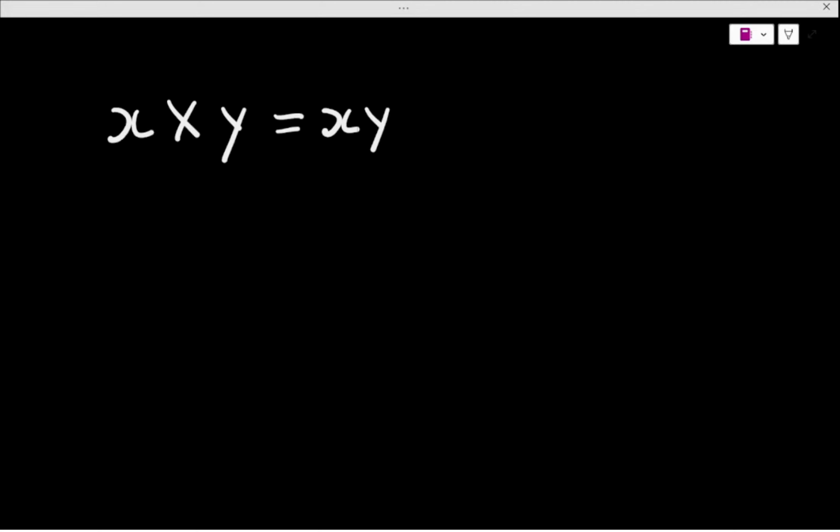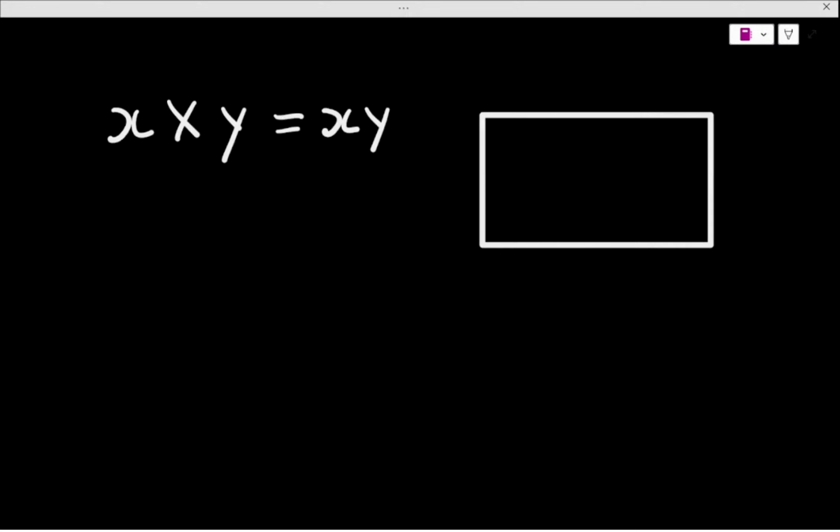Let's visualize it. Let's say I have a rectangle where the length of the rectangle is x units, while the breadth of the rectangle is going to be y units. So what's the area of this rectangle? Well, it's going to be length times breadth, x times y, which is xy.